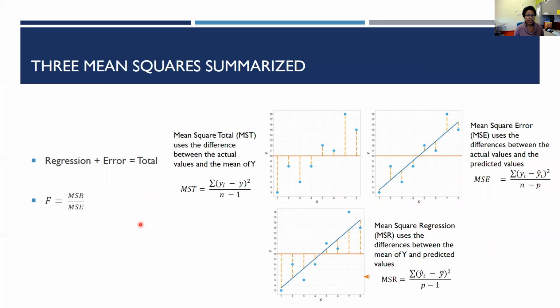All right, so here's a summary of our 3 mean squares and some diagrams about how you get them. The mean square total, like I just mentioned, is going to be the difference between the actual values and the mean of Y. The mean square error is the difference between the actual values and the predicted value from your line. And the mean square regression is going to be the difference between your predicted values and the mean of Y.